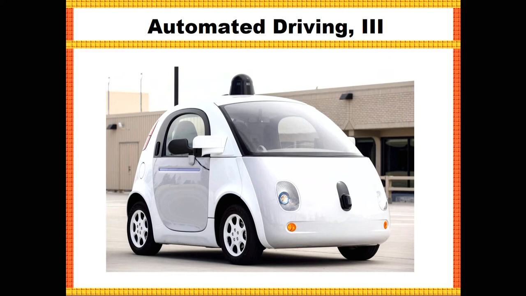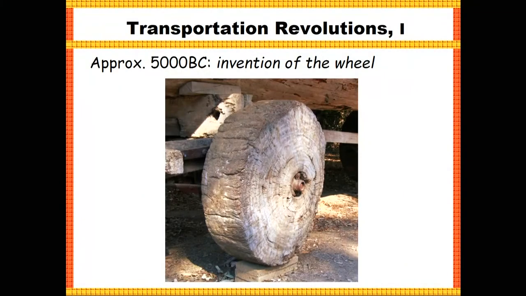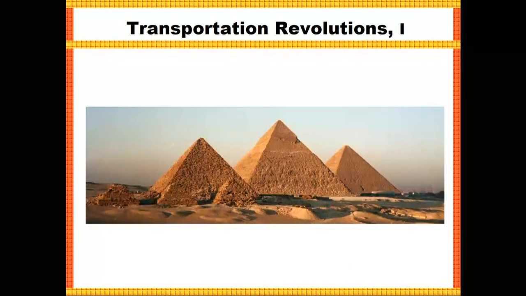So I want to explain to you that automated driving will be the biggest technological thing that you are going to see in your lifetime. Nothing else is comparable to it. To put it in context, let's go back in history and talk about the transportation revolution. 5,000 years BC, the invention of the wheel, probably in India. The Egyptians would not have been able to build the pyramids if they did not have the wheel to carry these large boulders.